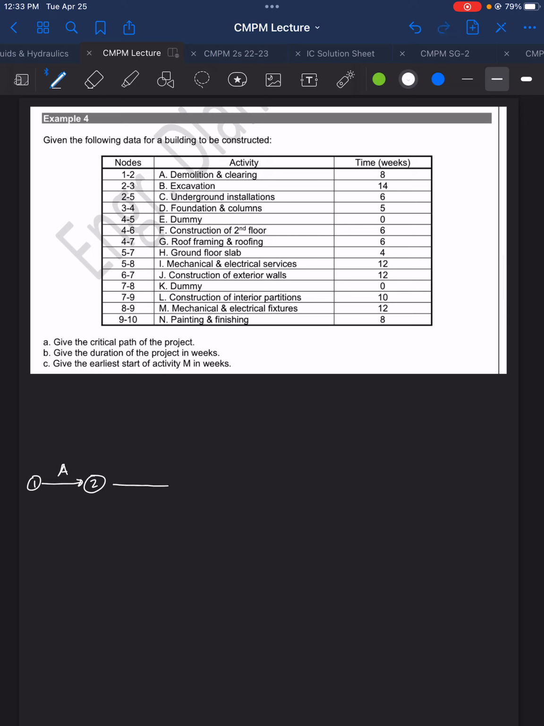So let's do a draft first. This is activity 2 and 3, 2 and 5, so we'll put here 5. So this is B and C. Next for D, we have 3 to 4, so this is D. And then for activities E, F, G, they have the same nodes. So here 4, 1, 2, 3.